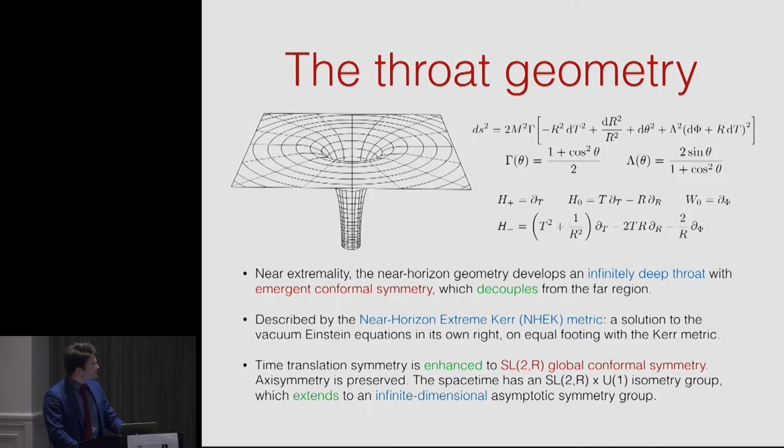Now, the key fact is that the time translation symmetry, d by dt, is enhanced here to an SL2R global conformal symmetry, which also includes the dilations of the throat generated by H0 and some special conformal transformation. The axisymmetry of the Kerr black hole is preserved, and so the spacetime has an overall SL2R times U1 isometry group. And moreover, you can do an asymptotic symmetry group analysis in general relativity, and you'll find that it's extended to an infinite dimensional symmetry.